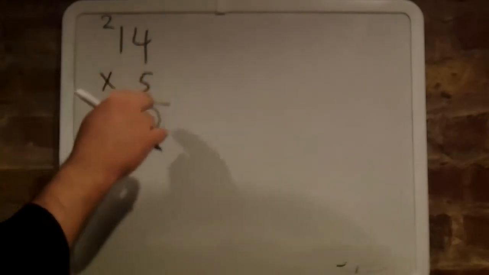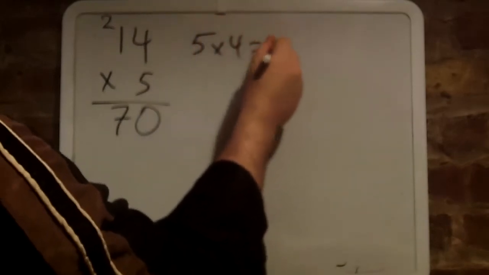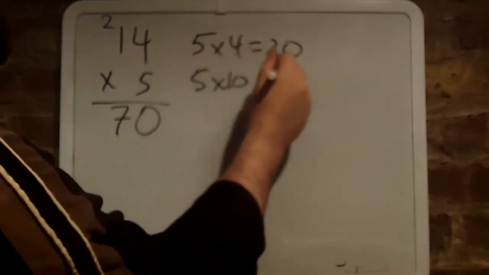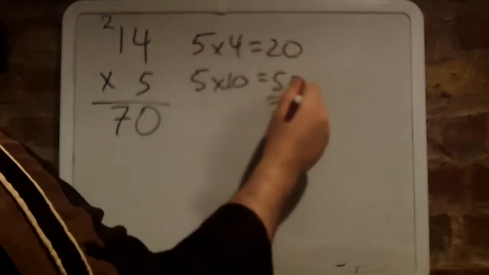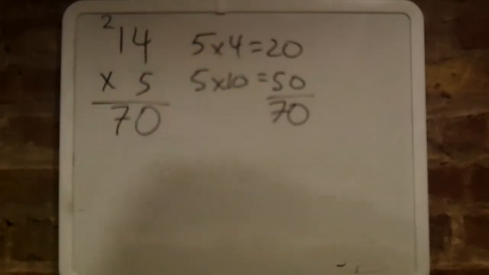Another way to do this, and this is the way I think is a little easier to learn, is to break it down into parts. First we have 5 times 4 is 20, and then we have 5 times 10 is 50. When we add the two together, we get 70. Breaking it down this way takes up a little more room, but I think it's a little simpler and you're less likely to make a mistake. This is particularly true when we go up to 2-digit multiplication.